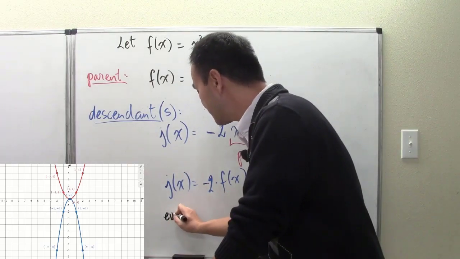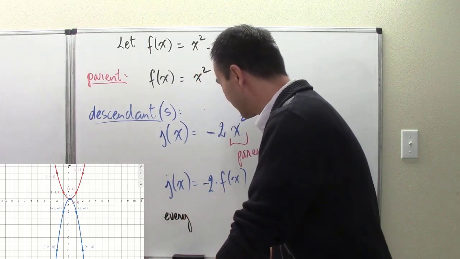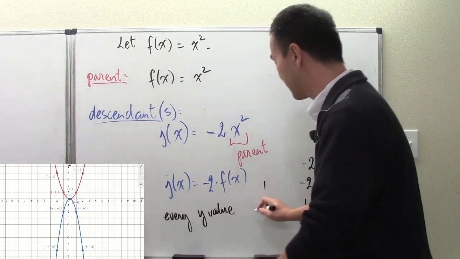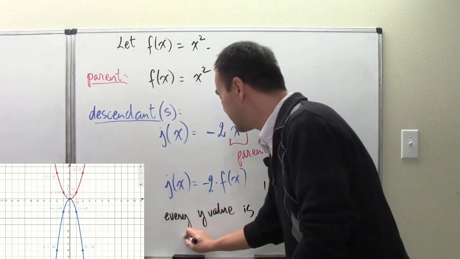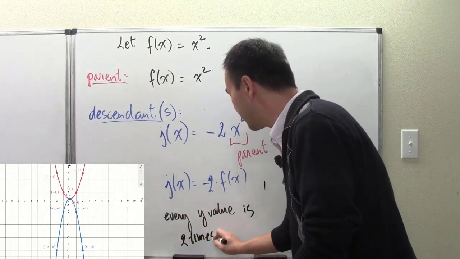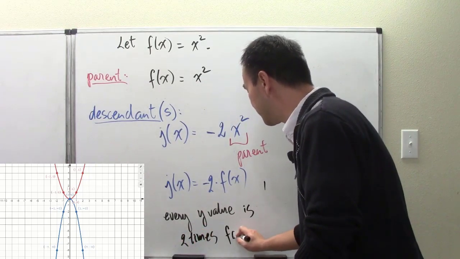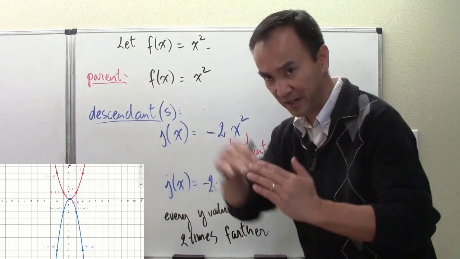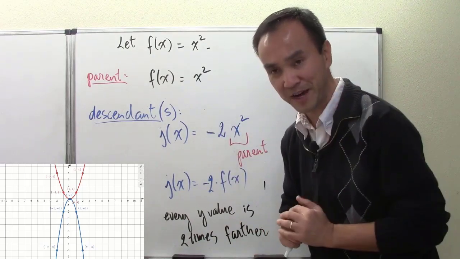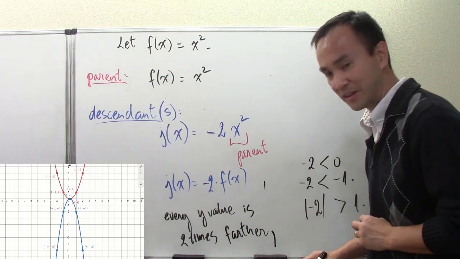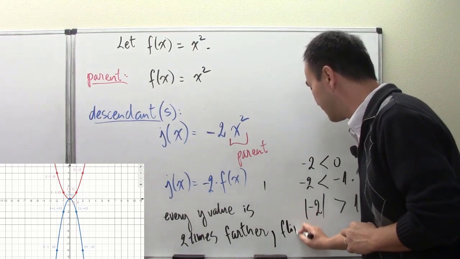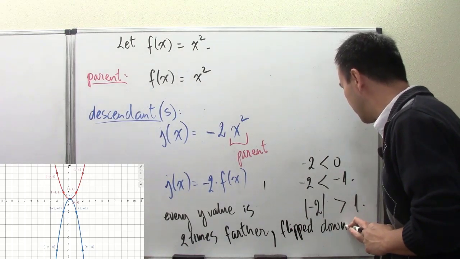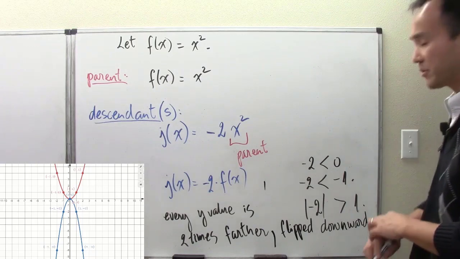So every y value is 2 times, let me use the term farther, 2 times farther, as I demonstrated earlier, farther away from the x-axis compared to the original parent function. But then furthermore, flipped downward. All right, so that's the observation.